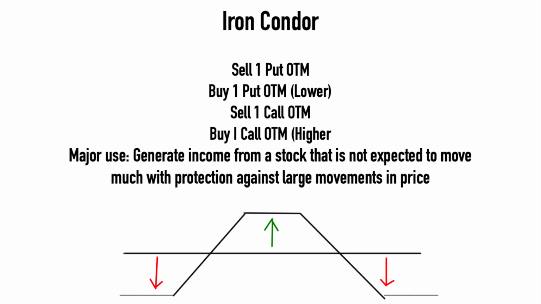An iron condor is built by selling one put out of the money, and then buying one put out of the money but at a lower strike price, and then selling one call option out of the money, and buying a call option out of the money at a higher strike price. And this is generally used as an income-generating strategy when the stock is not expected to move much in either direction. Those two long options, however, do offer protection against large price movements in the underlying.